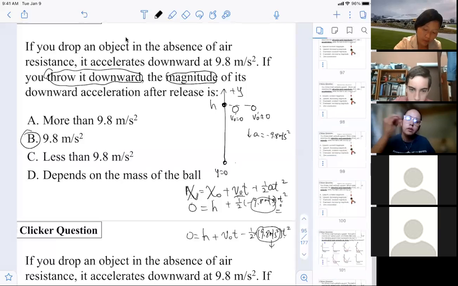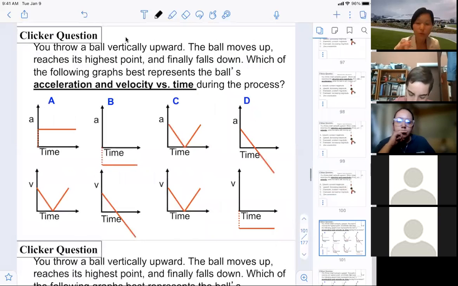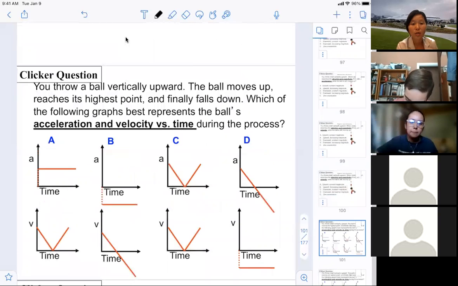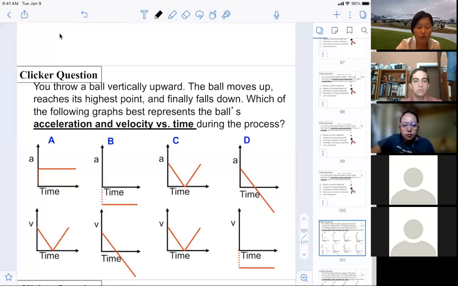So I also wanted to show a graph representation, because it's always good to translate back and forth between different representations. We just did some practice with the algebraic calculation, but if we wanted to put the information on a graph, what would that look like? So let's say you're throwing a ball vertically upward, the ball moves up and reaches the highest point, and eventually falls down. If we wanted to draw the acceleration-time graph and the velocity-time graph, which pair is correct?